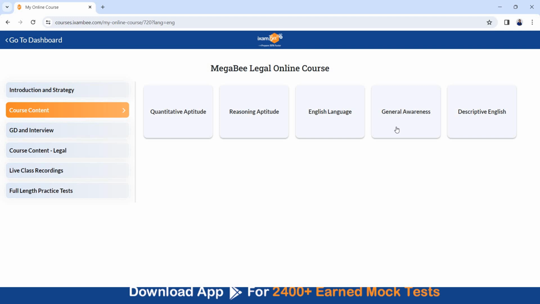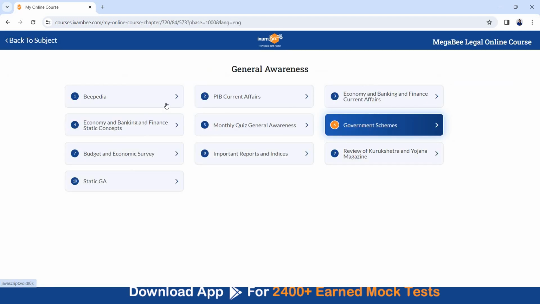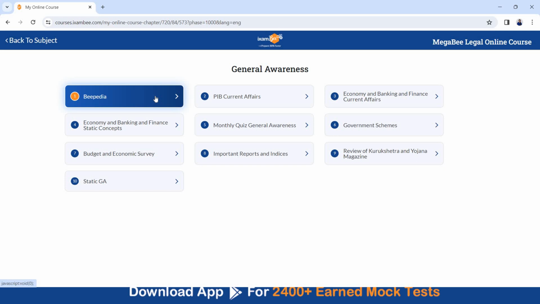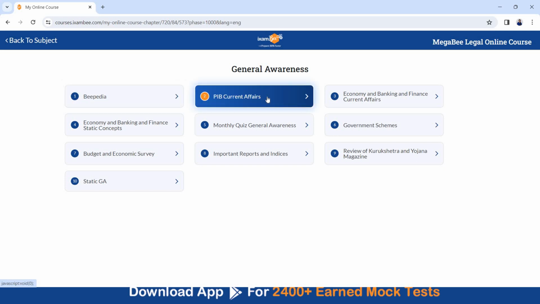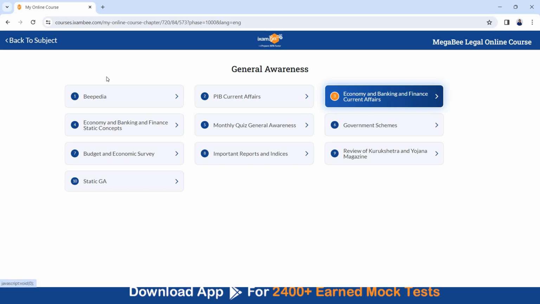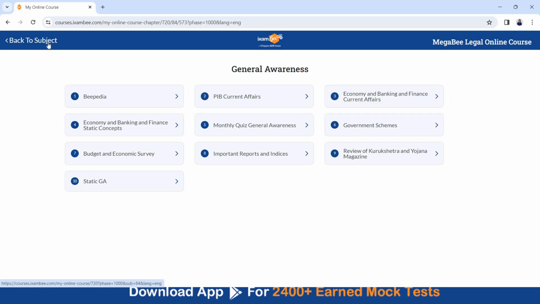GA is something that you have to do on a daily basis. Here in GA you will find Bpedia. This is the daily current affairs capsule by ixamBee. It is even available free of cost on our website, so you can check that here. You will find the daily Bpedia. Go through it on a regular basis. This will give you an idea of all the important news of that particular day. Then if you subscribe to our course, you'll find PIB current affairs videos, economic, banking, finance current affairs videos and all. So you have to do GA on a daily basis plus read one editorial on a daily basis.